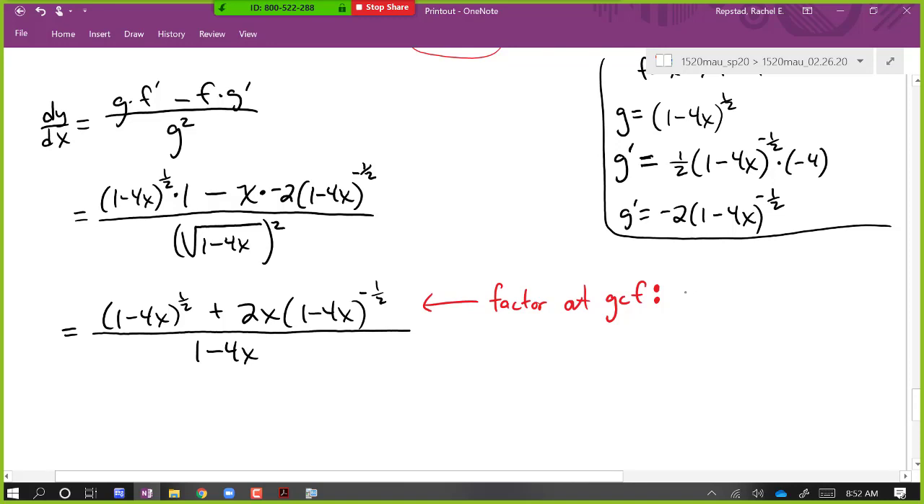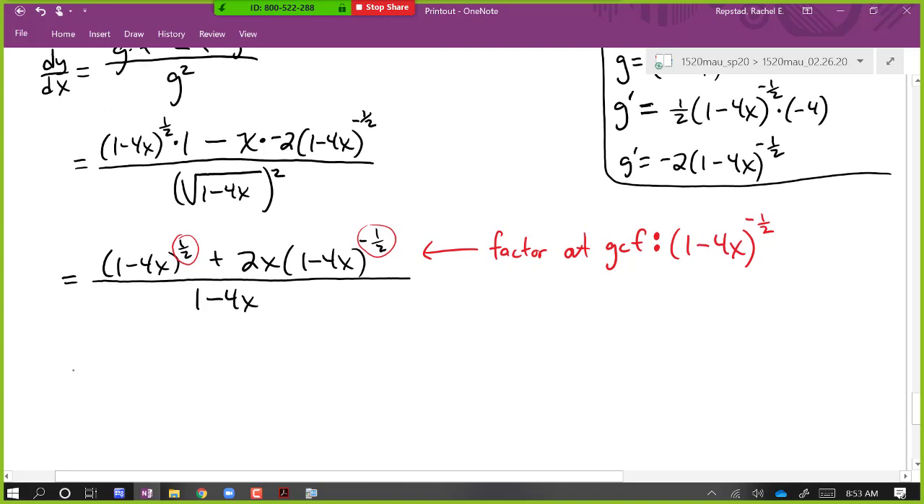One minus 4x to the 1/2. You're almost there. When we find or identify the greatest common factor, we compare the powers, and we always take the least power. So in this case, that means we're going to take out a negative 1/2. So we take out a 1 minus 4x to the negative 1/2.